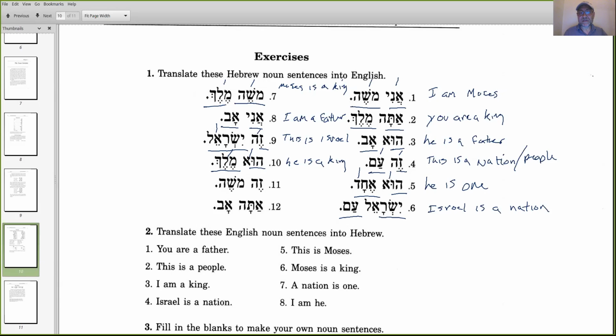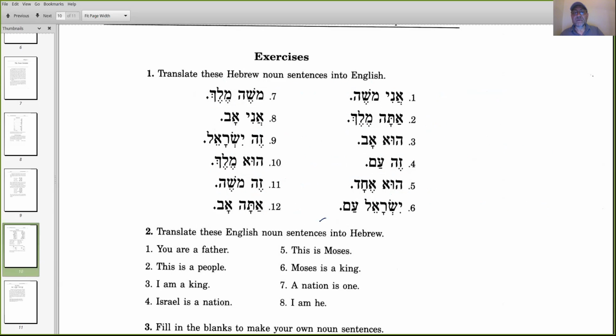How about number 11? Ze Moshe. Remember, Ze means this. Moshe is a proper name, Moses. This Moses. This is Moses, right? All right, how about number 12? Ata Av. And so remember, Ata means you, and Av means father. So we have you are a father. All right. So we did pretty good there. Let's move on down here, and I think what we're going to do is reverse this for us.